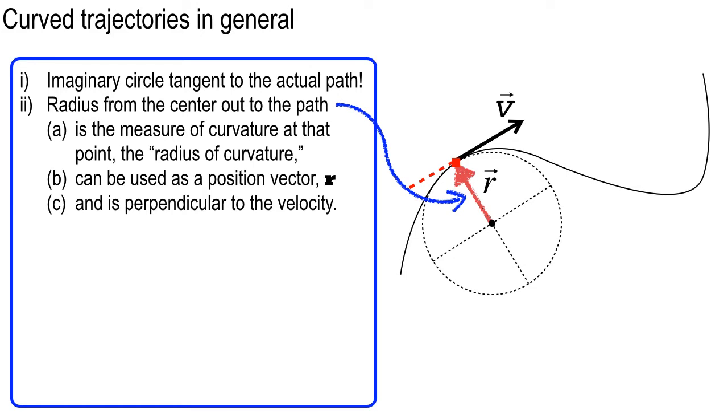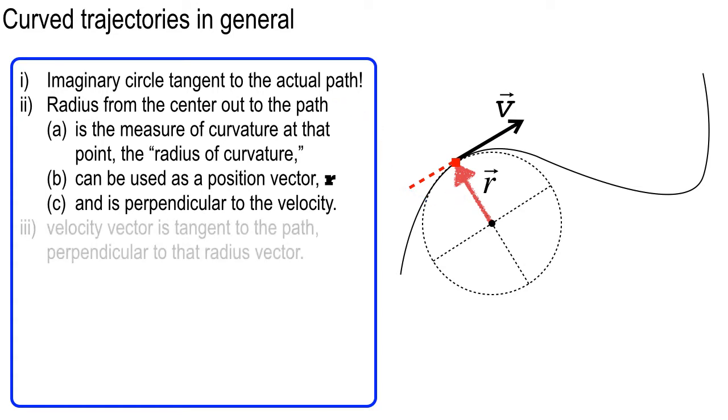Anyways, this perpendicularity concept is something that we really need to focus on, and we're going to re-emphasize it here. That velocity vector, as always, is tangent to the path, no matter what the path is. And if it's a curved path, there's a radius vector perpendicular to the velocity.